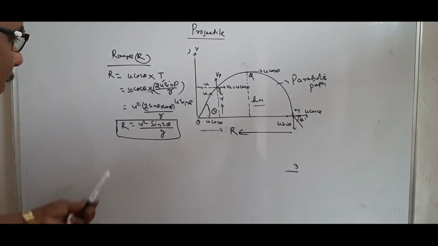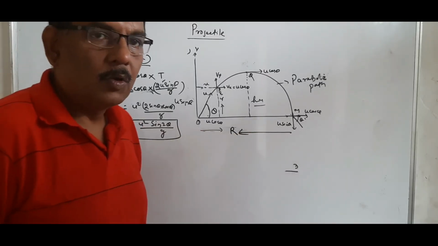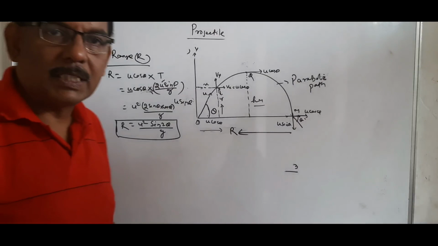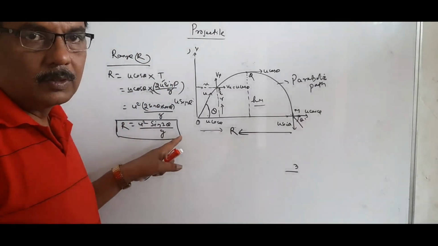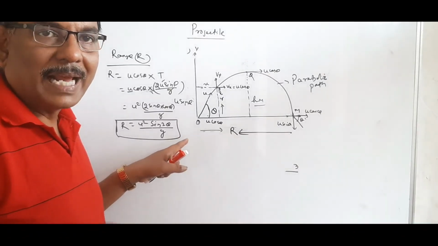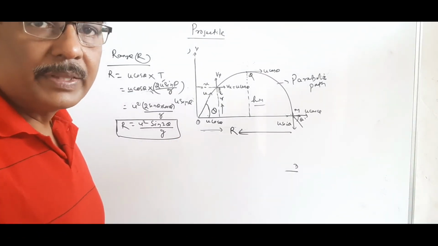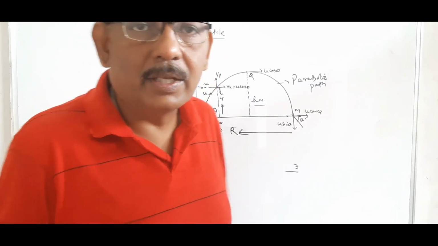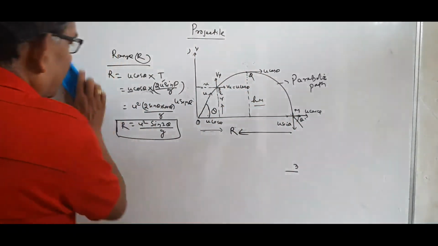So when is the range maximum? The horizontal distance is maximum when sin 2 theta is equal to 1. So when sin 2 theta is equal to sin 90 degree, it means 2 theta is equal to 90 degree, theta is equal to 45 degree. So at 45 degree, the range is maximum. This is one of the important conditions in projectile.